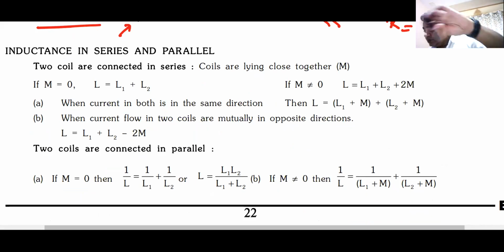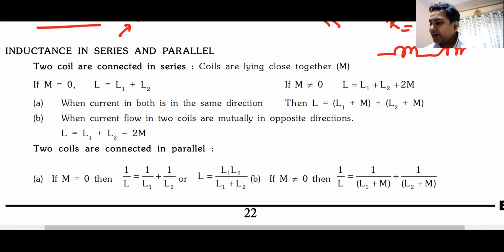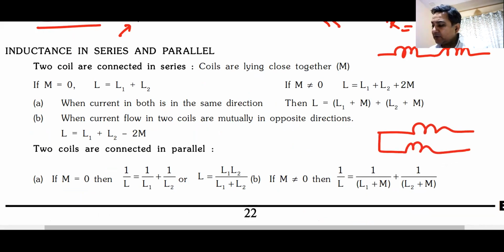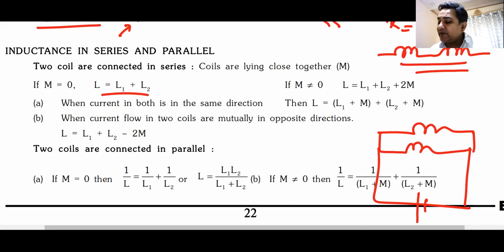Now you have inductance. If you have two inductances like this, it is inductance in series. If you have two inductances like this, it is inductance in parallel. I hope all of you know this. If inductances are in series, L will be equal to L1 plus L2, imagining that mutual inductance is 0. So please note this formula.